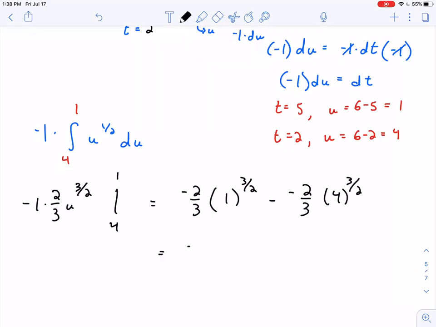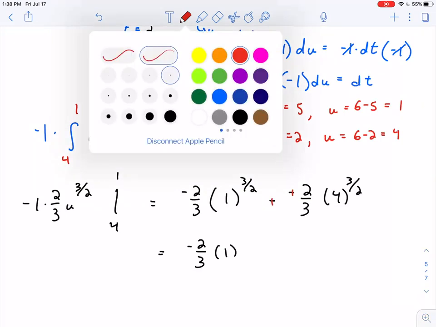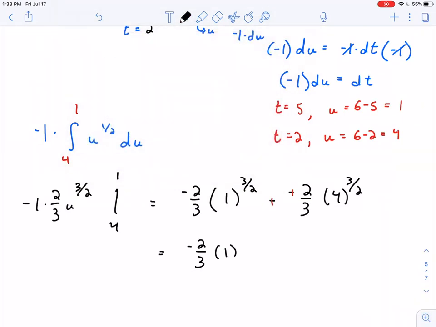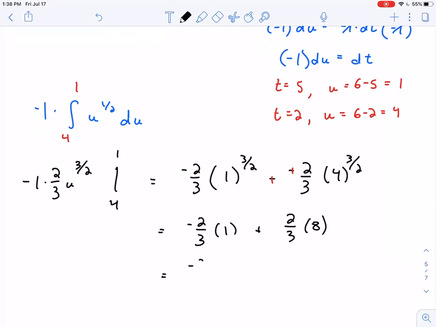So let's see, -2/3, 1 to any finite power is 1. Let's go ahead and say that this is plus a positive. Let's see, 4 to the 3/2. The square root of 4 would be 2, times 3 would be to the third power, which would be 8. So this is 2/3 times 8. So I have -2/3 plus, over here, 16 over 3, which gives me 14 over 3.